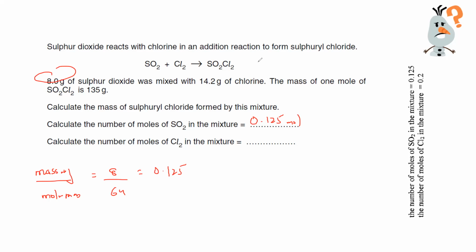So you should always try to follow the question parts to get the final answer. The second one, calculate the number of moles of chlorine. So what is the mass of chlorine given in the question? 14.2. So again, we'll use the same formula to get the moles of chlorine, that is mass in gram divided by the molar mass. So mass in gram is 14.2. But what about the molar mass? For molar mass, you have to check again the periodic table.